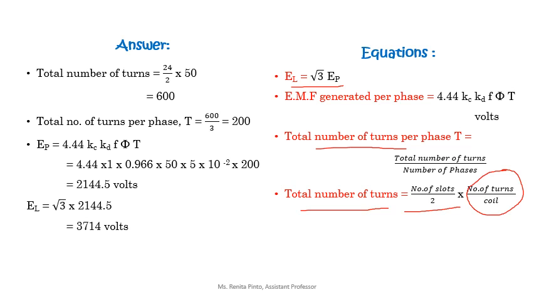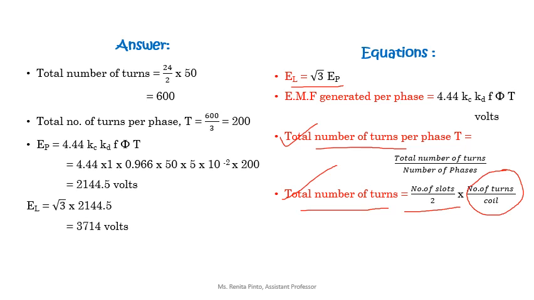So let us go to the solution. As I've already told you, in order to find out the line EMF, the first thing you need to do is calculate the total number of turns. Number of slots is given as 24 in your problem. So 24 by 2 into number of turns per coil, which is directly given as 50. So you can calculate it. Once this is calculated, you can go to the total number of turns per phase, that is T. Substitute and get the answer.